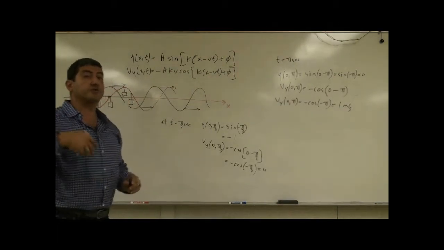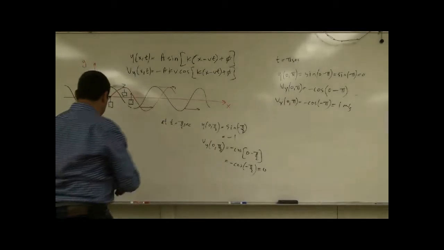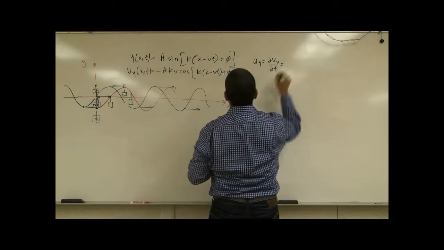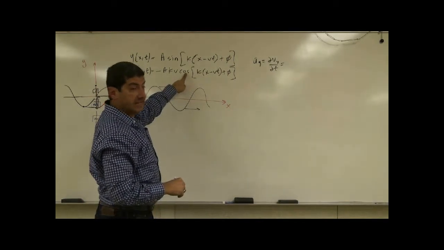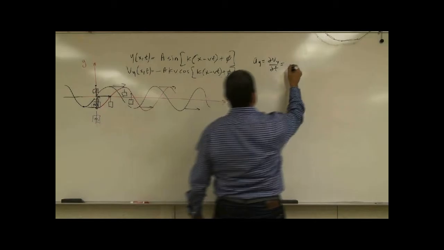How about if you take the derivative of that again? Y partial t, right? And then you're going to get the derivative of cosine is negative sine, so you're going to get another negative coming out.